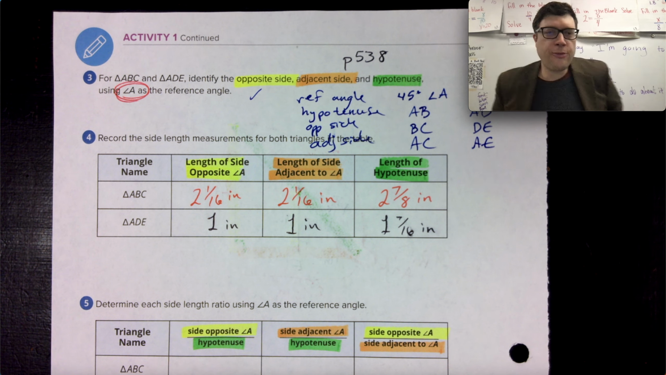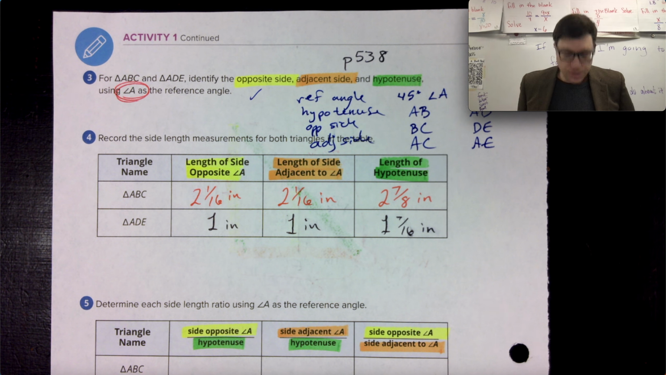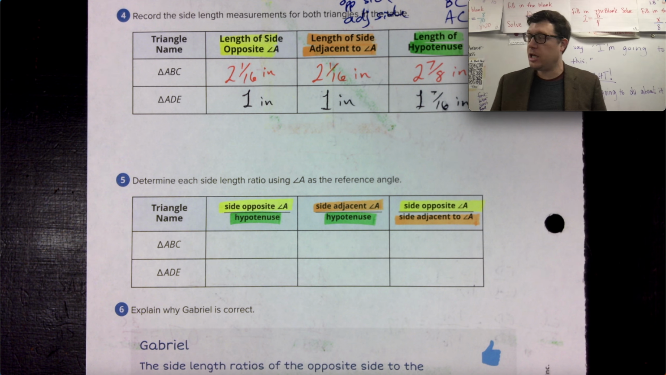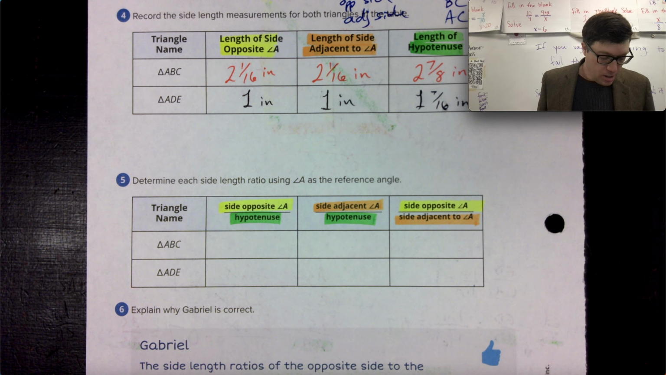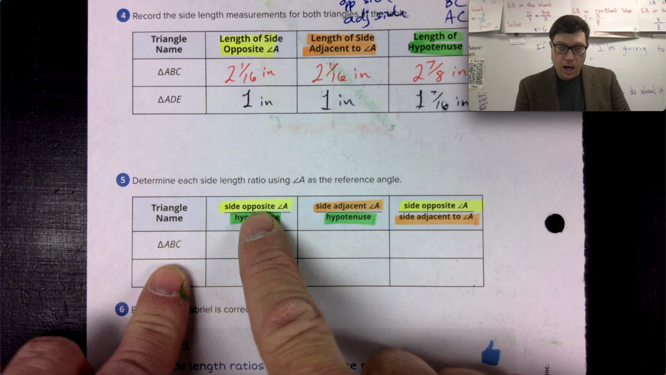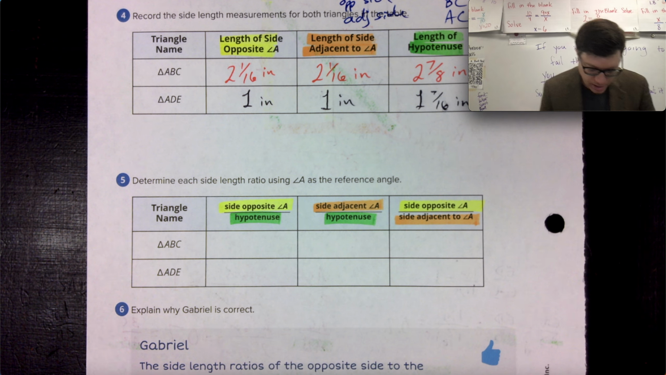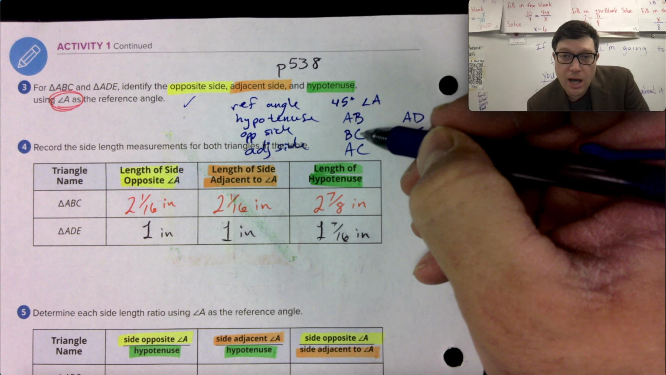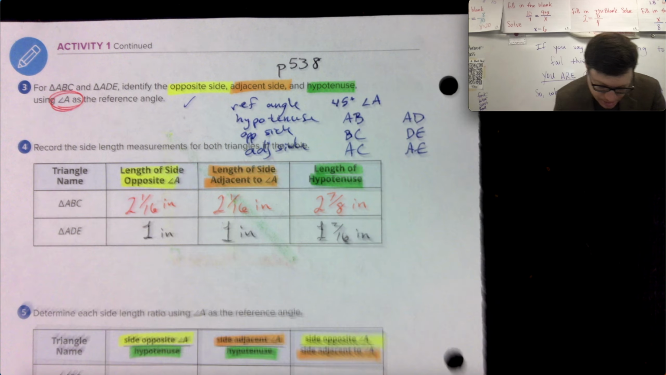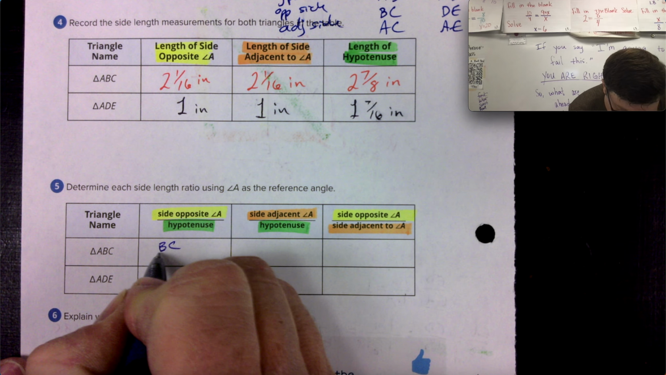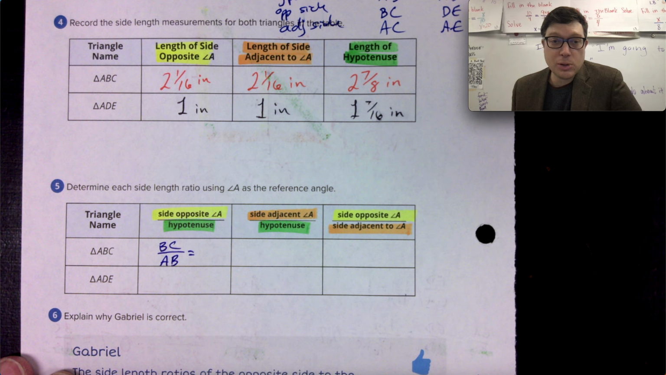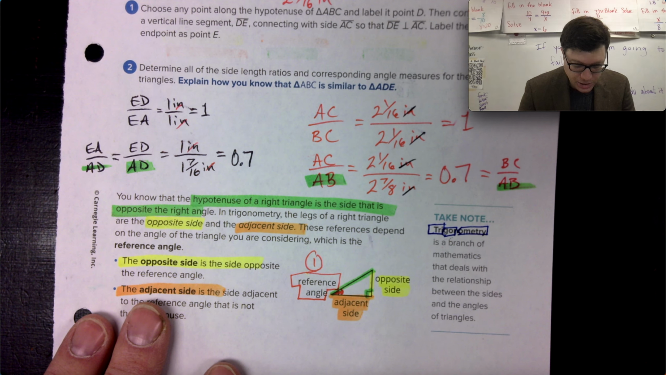That's number 3. Now, number 4, record the side length measurements for the triangles in the table. There they are; you can see them from before. We did all that legwork in the previous video to get those measurements into the proper position. Then we also did this: for triangle ABC, the side opposite angle A and the hypotenuse. If I have my list, this is triangle ABC. The opposite side and the hypotenuse would be BC over AB, and we actually know what that decimal is because of the work from yesterday.